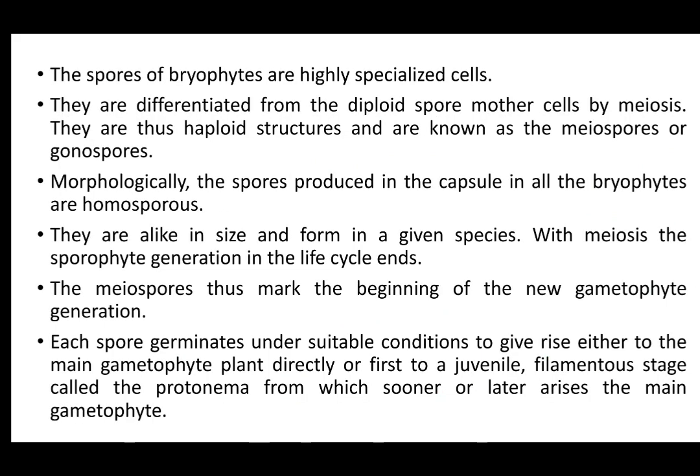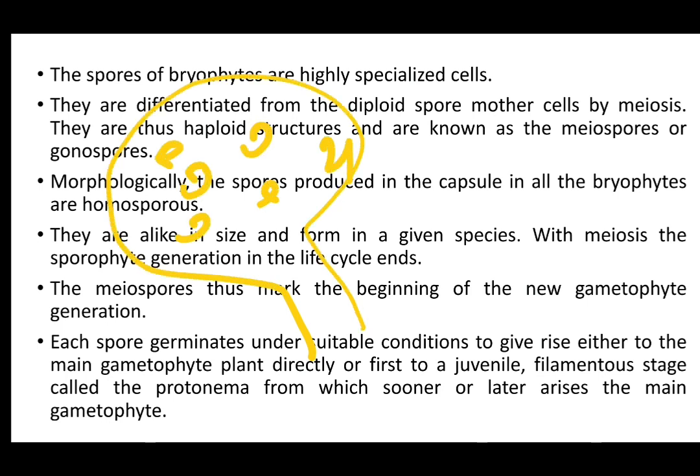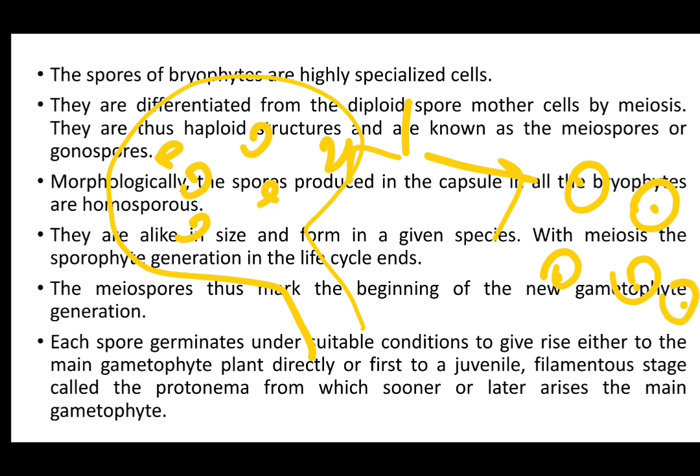The spores of bryophytes are highly specialized. They are differentiated from the diploid spore mother cell by meiosis. They are haploid structures and known as meiospores or gonospores. The spore mother cells formed inside this capsule are diploid. They undergo meiosis to form haploid spores, or meiospores or gonospores. Bryophytes are homosporous. Homosporous means they produce all spores of a similar kind, morphologically and physiologically similar.